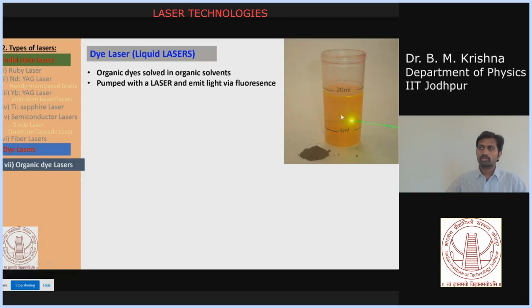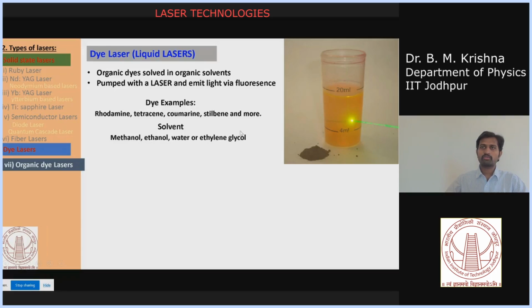Now you see the whole liquid converts into yellow color. That means the fluorescence is in the yellow region. That's what happens in principle. You have absorption around these wavelengths and you have emission in the yellow light. So there is a shift in the emission.